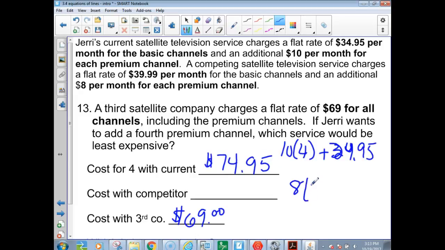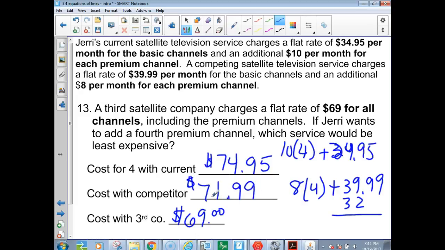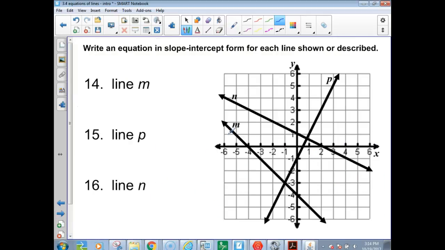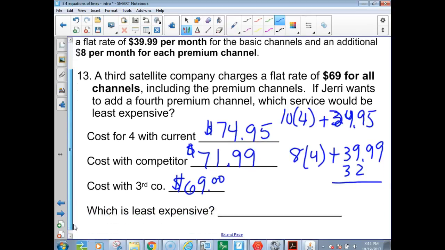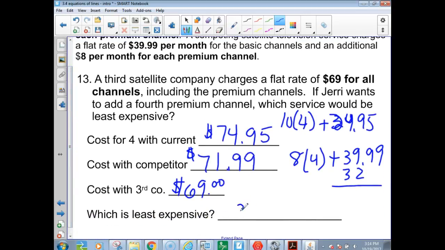And then the other plan would be 8 times 4 plus the 39.99. 32 plus 39.99 is 71.99. Everybody, are all those companies turning up? Okay. What's the least expensive? Third company.